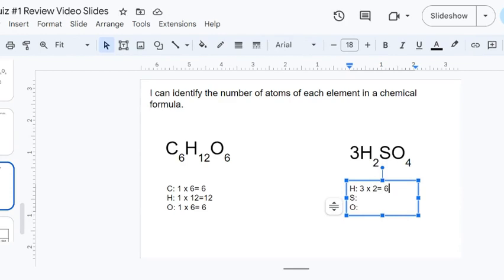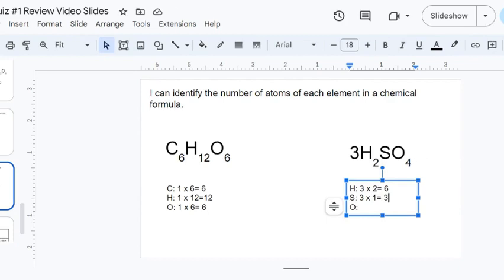Next up is the S. Again, we're multiplying coefficient times subscript. The coefficient, the large number in the front, is still 3. Notice that there is no number that comes behind the S. That means that its subscript is an invisible number 1. We're going to multiply 3 times the invisible number 1. That means that there's 3 atoms of sulfur in this compound.